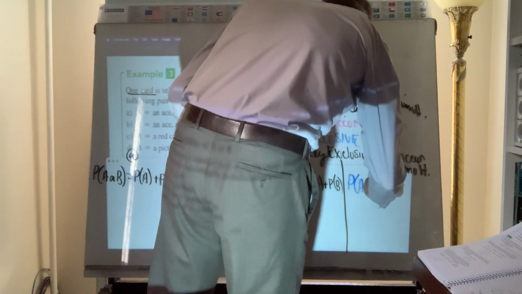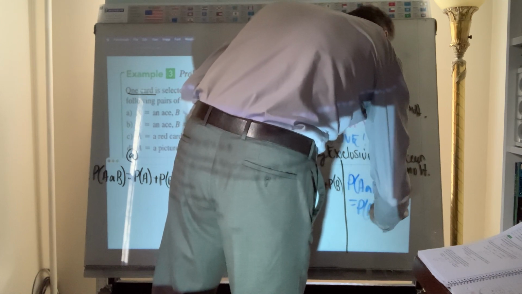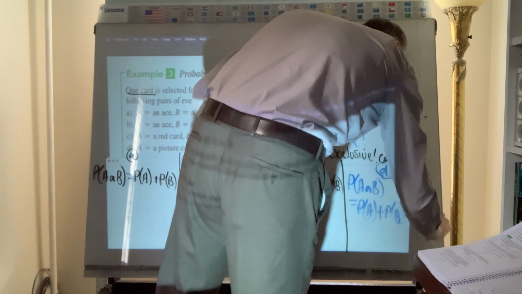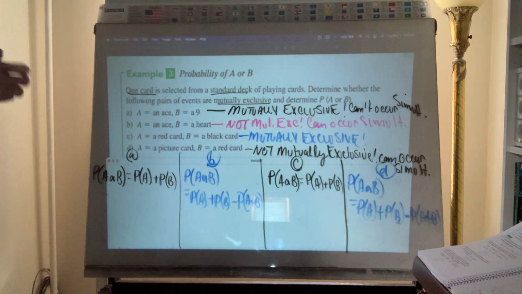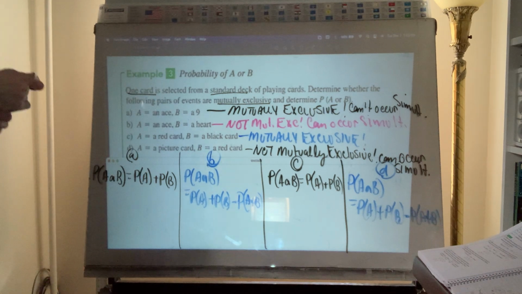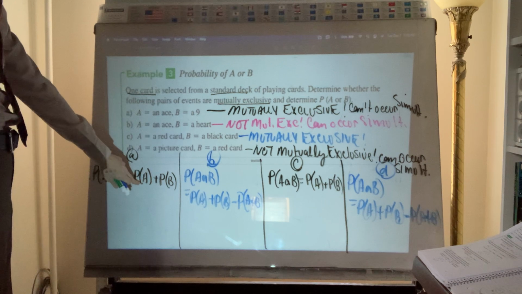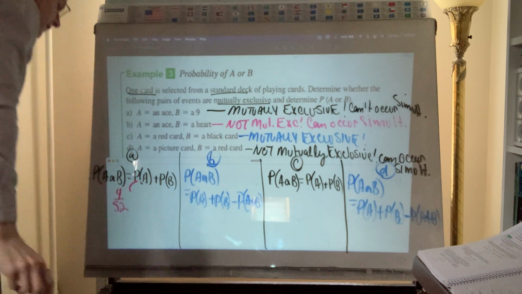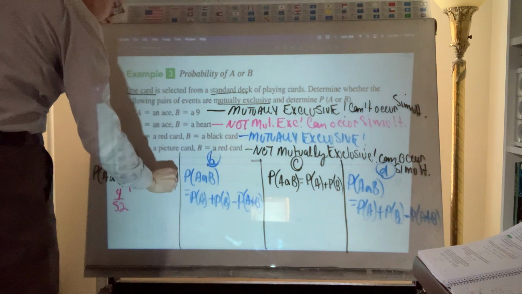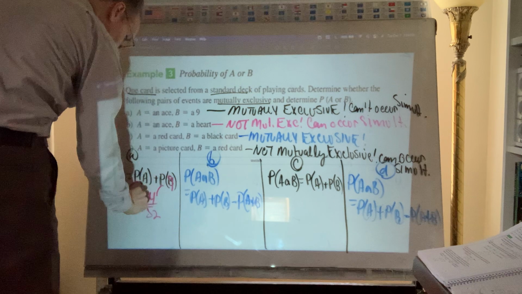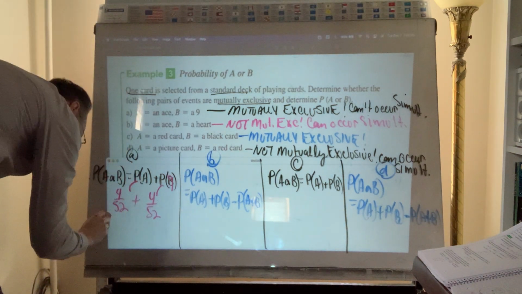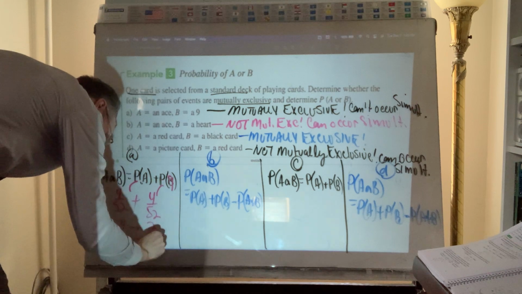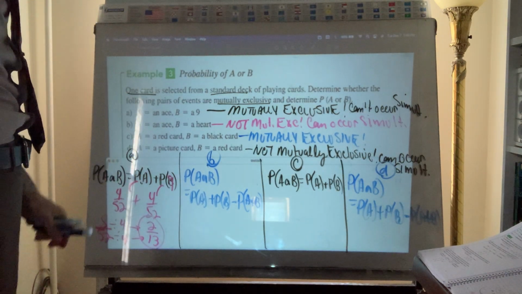Okay. I'll get out of the way in a second. Okay. So to get through this, let's see. An ace, I don't have to change the letter here, right? The probability of drawing an ace is 4 out of 52 if it's a regular deck, right? The probability of drawing a 9 is similarly 4 out of 52. So that's 8 out of 52. Simplify, divide by 4, is 2 out of 13. Similar to what we had done earlier in the examples.